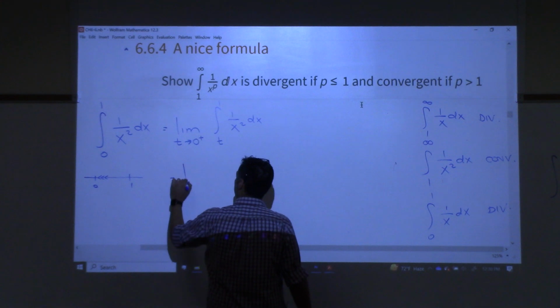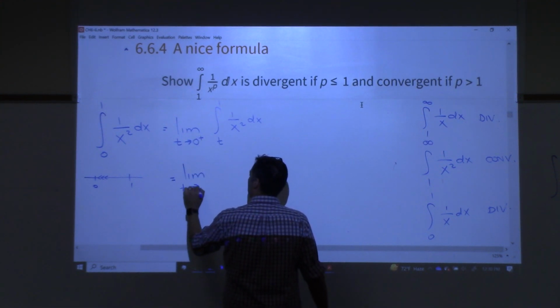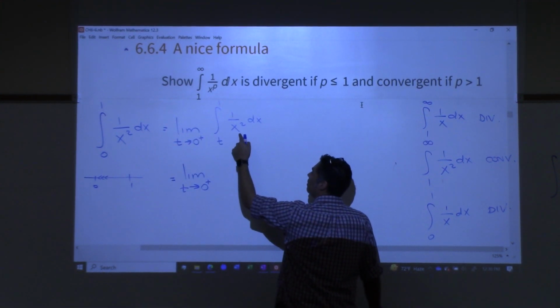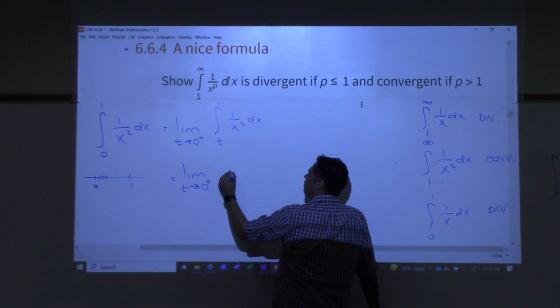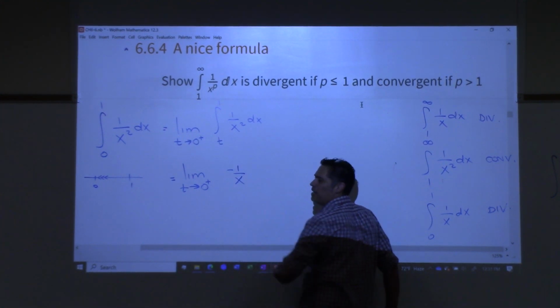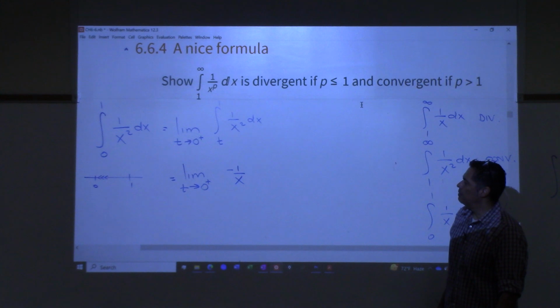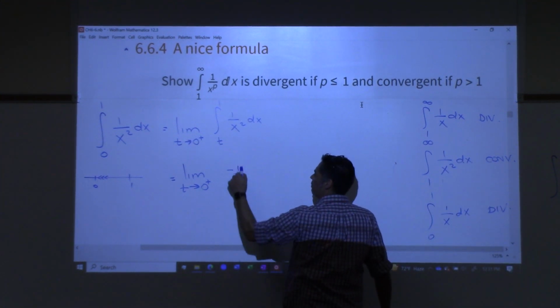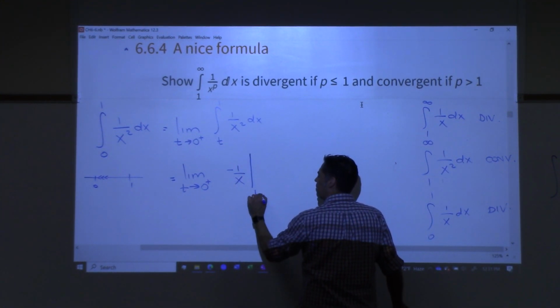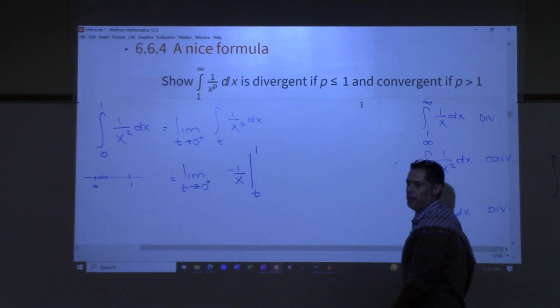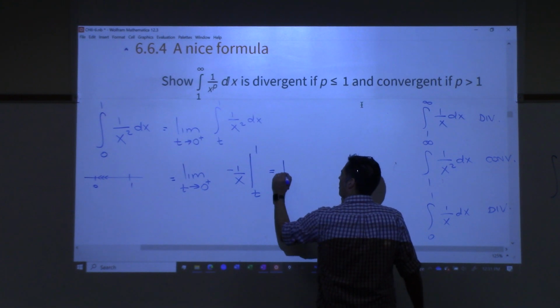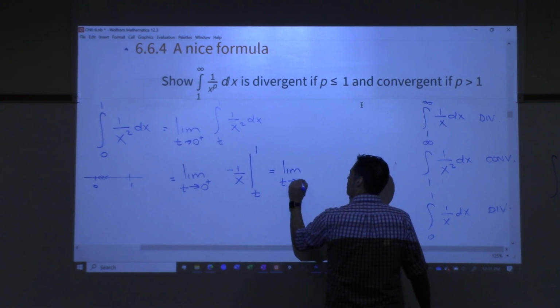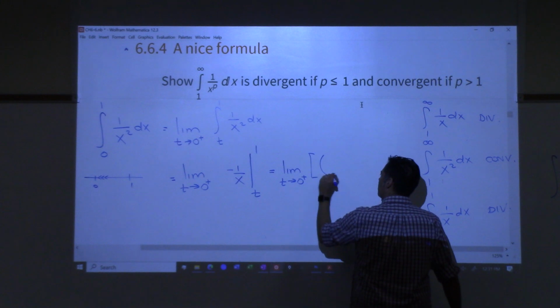Then, the antiderivative. What is the antiderivative of this? Negative x. So can I put negative 1 over x? Is that all right for the antiderivative? Not showing that work. That's the antiderivative of this. I'm evaluating from t to 1, which is the limit as t goes to 0 from the right, and now I have two things being subtracted.